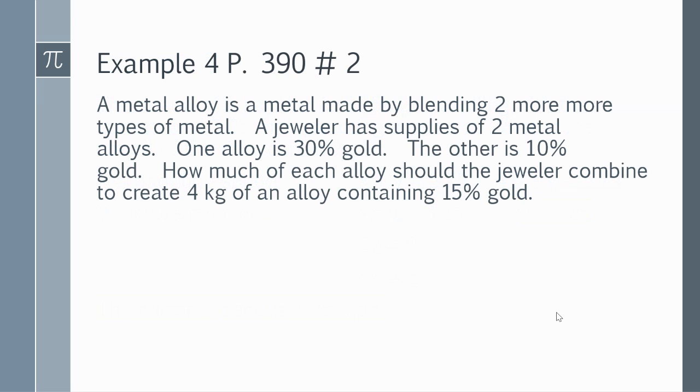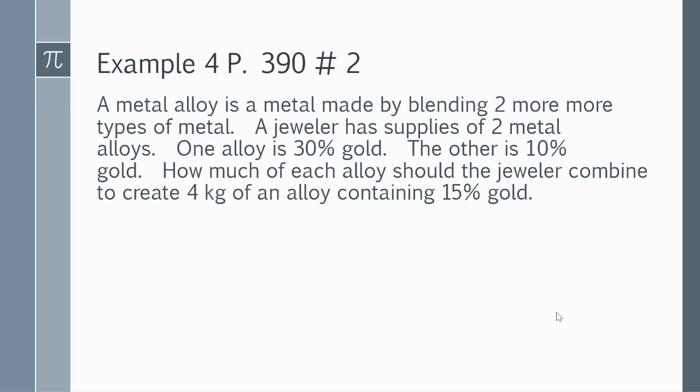Okay, this one I pulled straight out of our current math book. And this one can really confuse people as well. And doing it a few times, it gets much easier. A metal alloy is a metal made by blending two or more types of metal. A jeweler has supplies of two metal alloys. One is 30% gold, the other is 10% gold. How much of each alloy should the jeweler combine to create 4 kilograms of an alloy containing 15% gold?